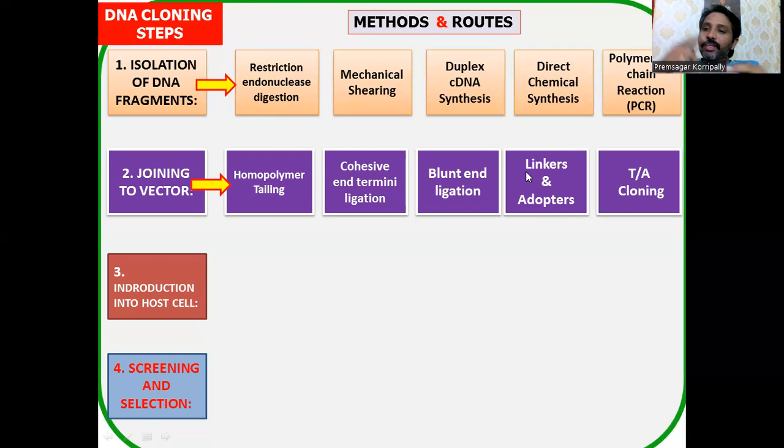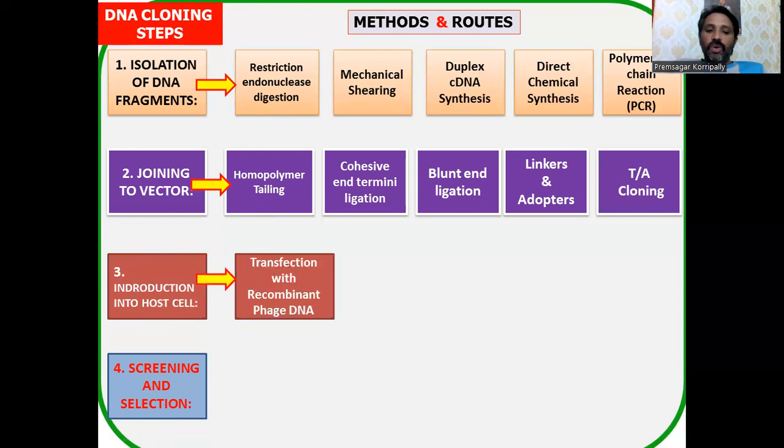Once you ligate your DNA fragment with the vector, you should introduce that into the host cell, so that you can get enormous copies of the same construct, right? For that, you have to go for the third step, that is introduction into host cell. There are three methods in this step. One is the transfection with the recombinant phage DNA.